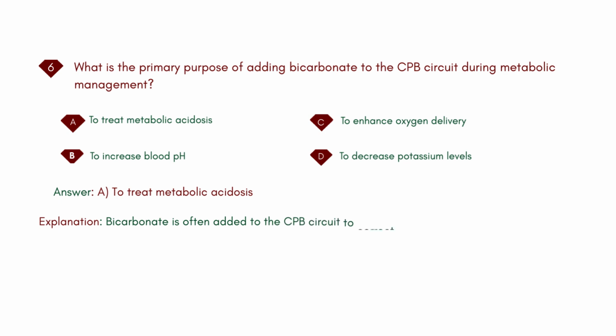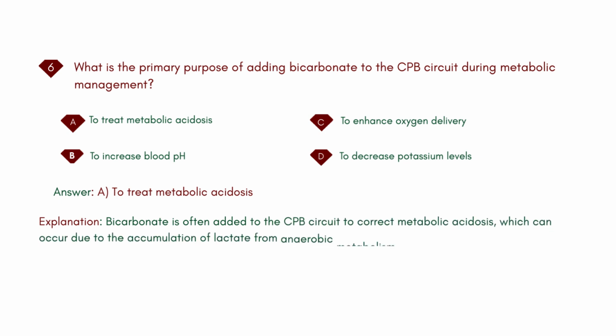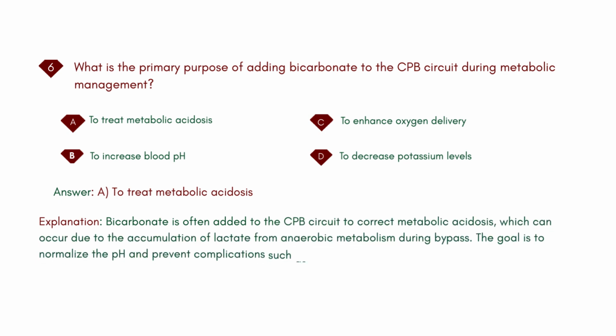Explanation: bicarbonate is often added to the CPB circuit to correct metabolic acidosis, which can occur due to the accumulation of lactate from anaerobic metabolism during bypass. The goal is to normalize the pH and prevent complications such as arrhythmias and poor organ function.